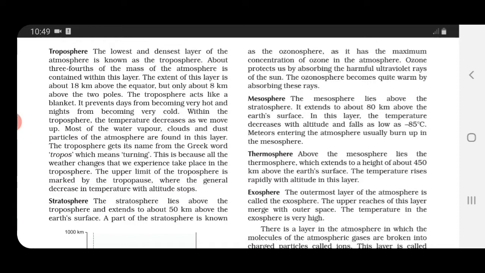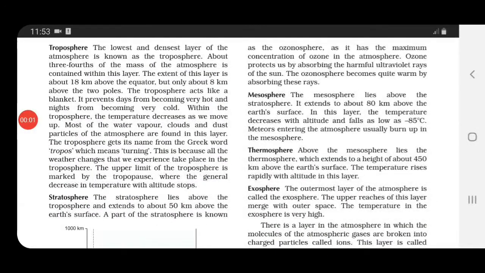And what they are telling here is meteors entering the atmosphere usually burn up in the mesosphere. Meteors that enter the atmosphere burn up in this particular layer. That is mesosphere.